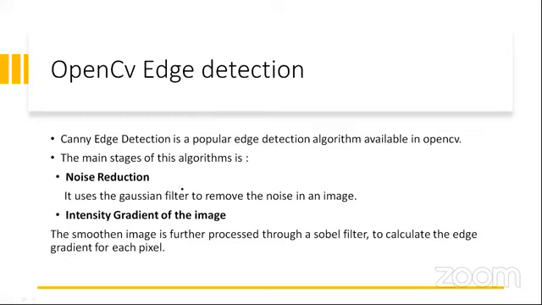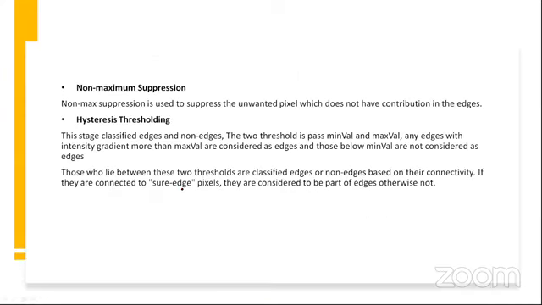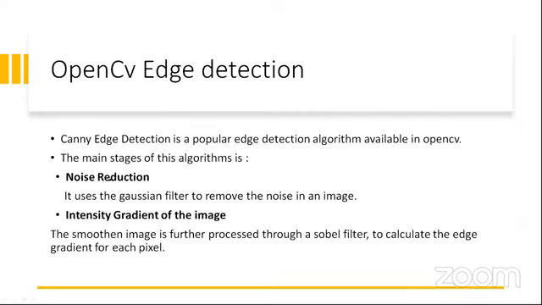It works in stages. First, we reduce the noise. Second, we calculate the intensity gradient of the image. Third, we use non-max suppression, and fourth, we use hysteresis thresholding. So what does it basically do? For noise reduction, we use Gaussian blurring.